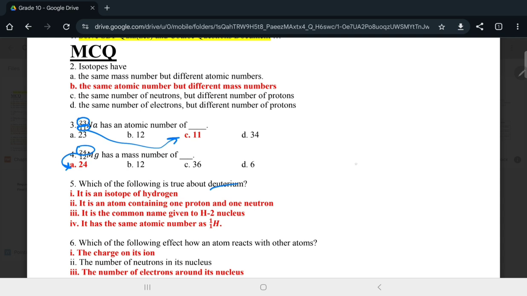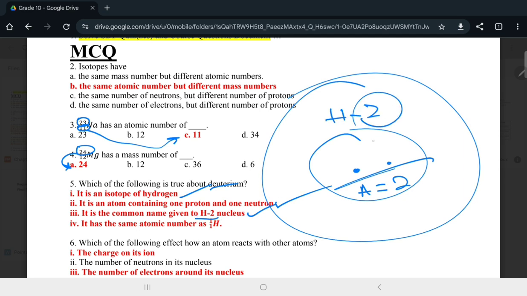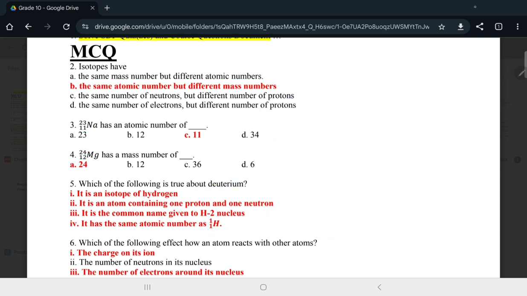Deuterium, what you need to know is that it's an isotope of hydrogen, in which here in the nucleus there is one proton and one neutron. So that means that the mass number will be 2. It is an atom containing one proton and one neutron. It is given as H2, because deuterium is called H2. The 2 represents the mass number, and it has the same atomic number as H1 1. H1 1 is another isotope of hydrogen. Okay?